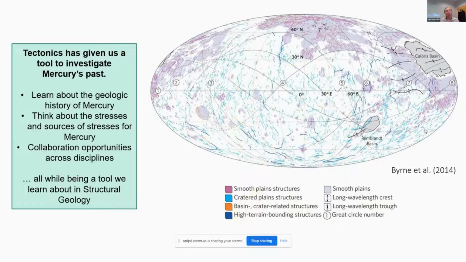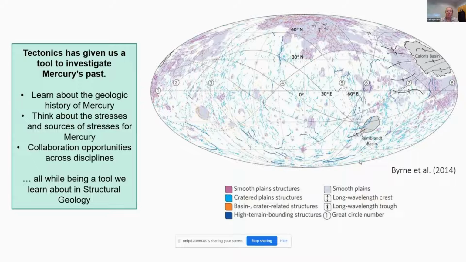So those two maps we saw in the beginning, those have nothing to do with tectonics, with structure. But if you tie them together, the Mercury community especially, being so well connected with MEXAG and through opportunities like this, you can build collaboration opportunities with tectonics. And it's all while being a tool that you learn about in structural geology. So it's something that if you're coming through a geology program, you're maybe gaining those skills even during your bachelor's, which is great. This is a map of Mercury tectonics that was produced in 2014.